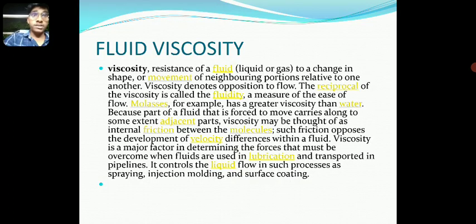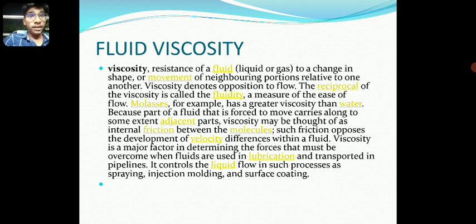So, fluid viscosity. What is viscosity? Viscosity is the resistance of a liquid to change in shape or movement of neighboring portions relative to one another. Viscosity denotes opposition to flow. The reciprocal of the viscosity is called the fluidity.